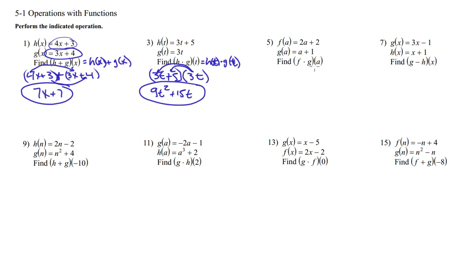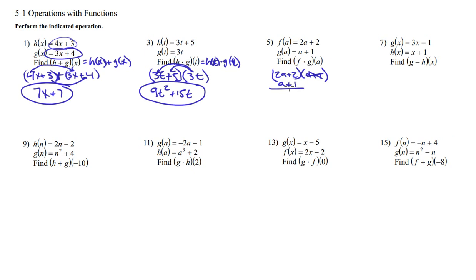Okay, number 5, f times g of a. So again, we're going to multiply these together. So this is going to be f of a times g of a. So 2a plus 2 times a plus 1. Okay, so this is where we're going to have to either FOIL it out, or you're going to have to stack one on top of the other. I'm going to start trying to encourage you to do this stack method here. So I'm going to take this a plus 1 and move it underneath here, a plus 1.